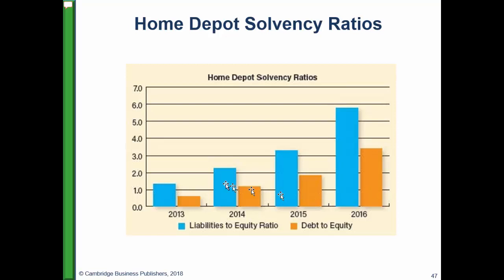And in 2013, they were relatively low, about 1.4. And by 2016, they're pushing 6, meaning that the company is taking on more and more liabilities, more and more debt, which means that there's going to be more and more financial risk. So you want to be aware of that. And if you were loaning them money, you would want to ask them why they're taking on so much debt, and you would try to understand that before you're willing to give them more.